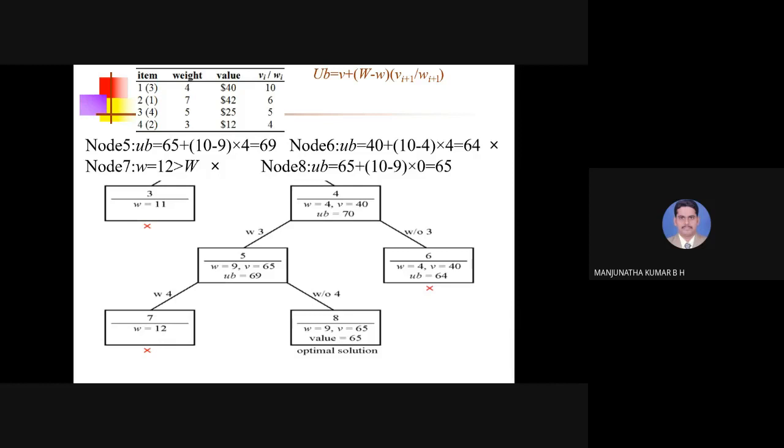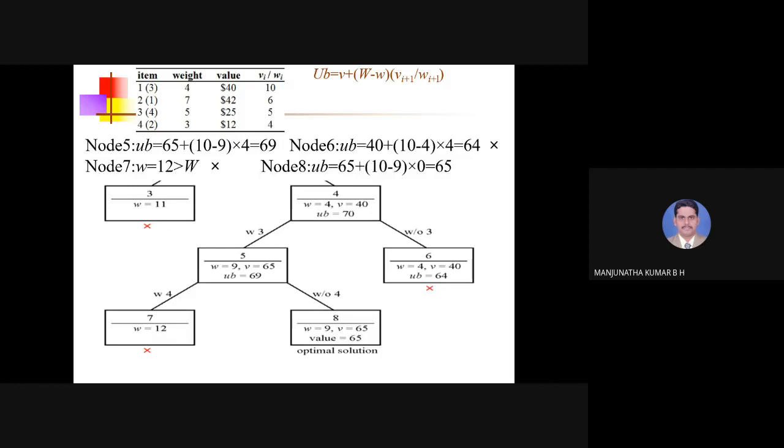Node 6 is coming because of without the third item. Since it is without the third item, the W and V values remain the same as the W and V values of node 4, that is 4 and 40 only. Only the upper bound changes now. What is the upper bound of node 6? Calculate, see the calculation.